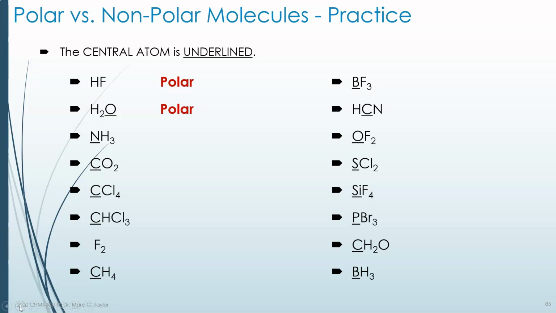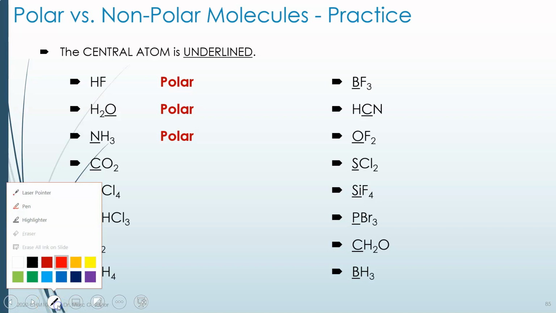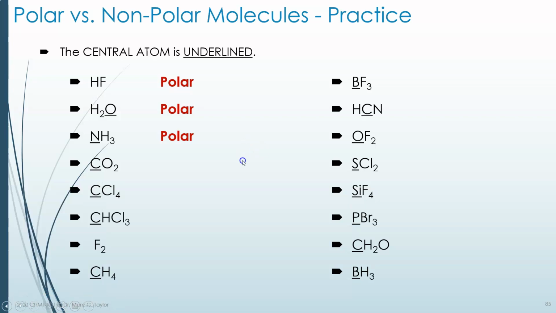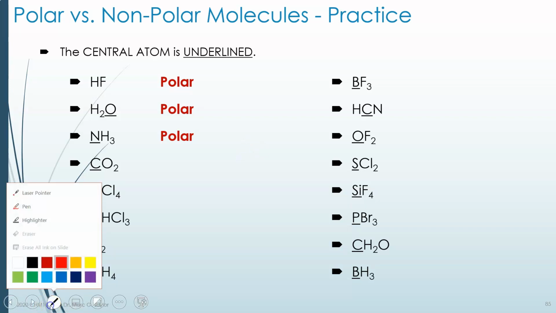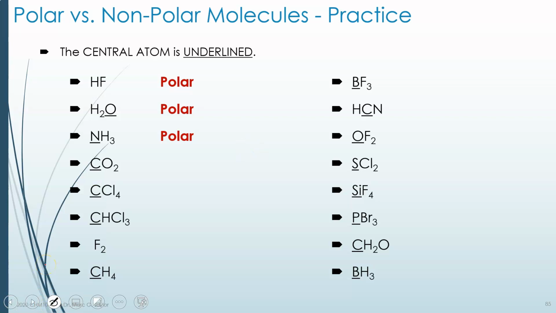So knowing the bonds are polar and it can't be symmetrical tells you it's also polar. Carbon dioxide, and I will just draw it quickly to remind you, carbon dioxide has a central carbon with two double bonds to oxygens. And I will not put the lone pairs on the oxygens because they're not important. We're only focusing on the central atom.